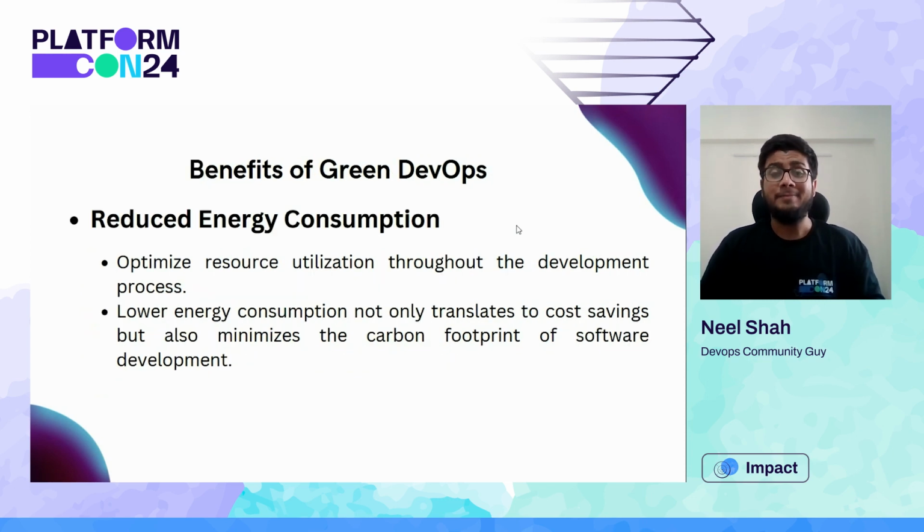So here come the benefits of Green DevOps: reduced energy consumption. The first thing is to optimize resource utilization throughout the development process. We need to optimize everything we are working on and lower the energy consumption, which will also help cut down your cost and minimize the carbon footprint of your software development. Whatever you are building, try to utilize less energy if possible.